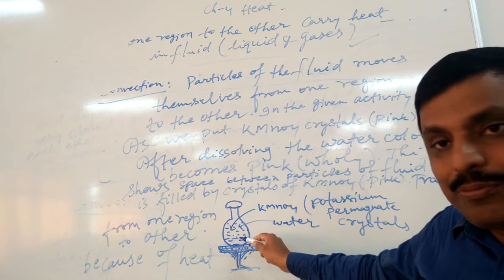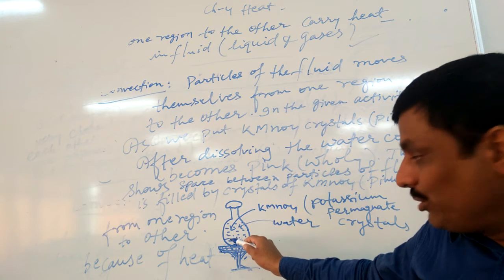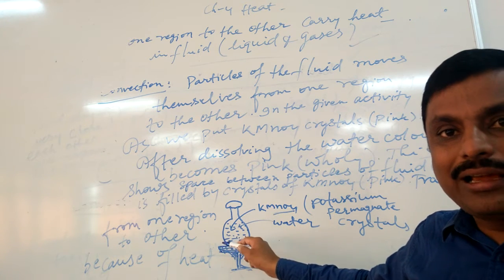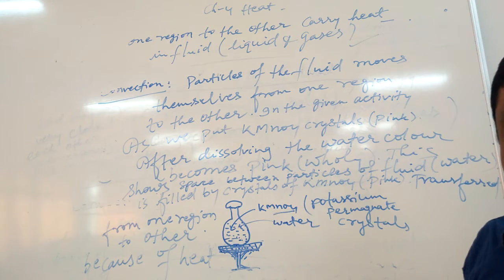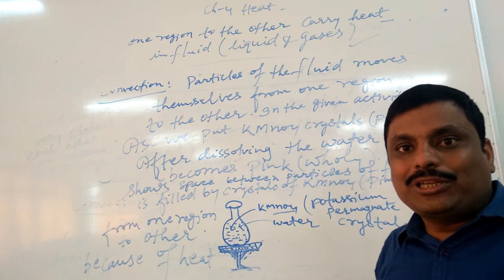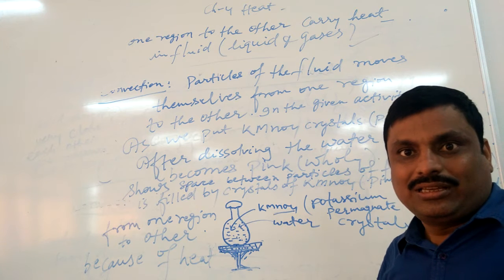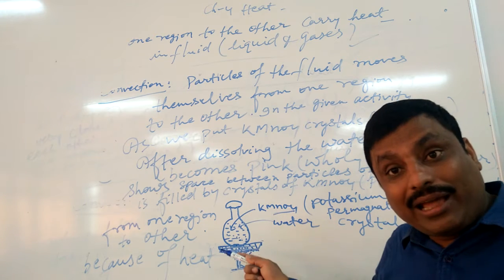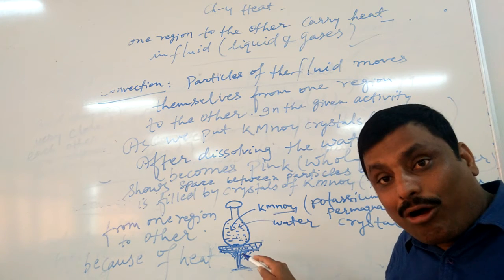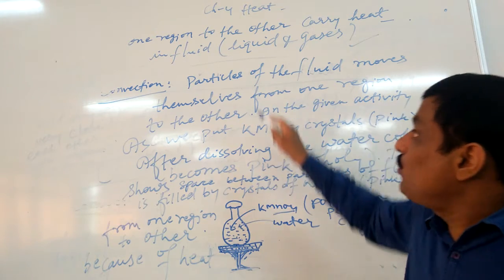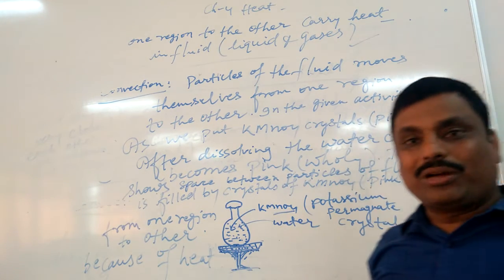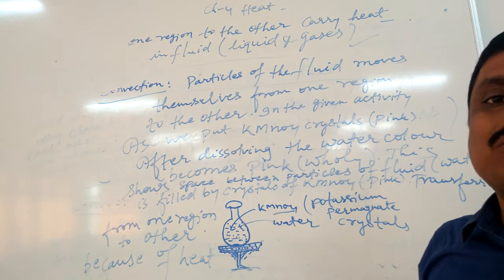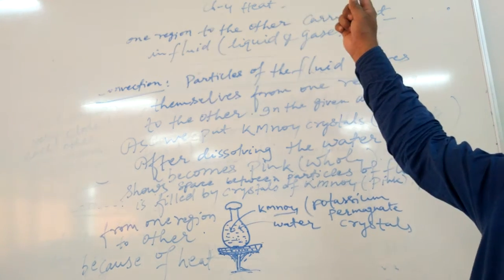After heating, the KMnO4 crystals start dissolving in water and cover the whole space of the water, because their particles are farther away from each other than in a solid. So they make the whole water colorful as the heat is supplied. This example of transfer of heat is called convection. Through the convection process, we can transfer heat in any fluid. Fluid means here what? Liquids and gases. But conduction is in solids only.